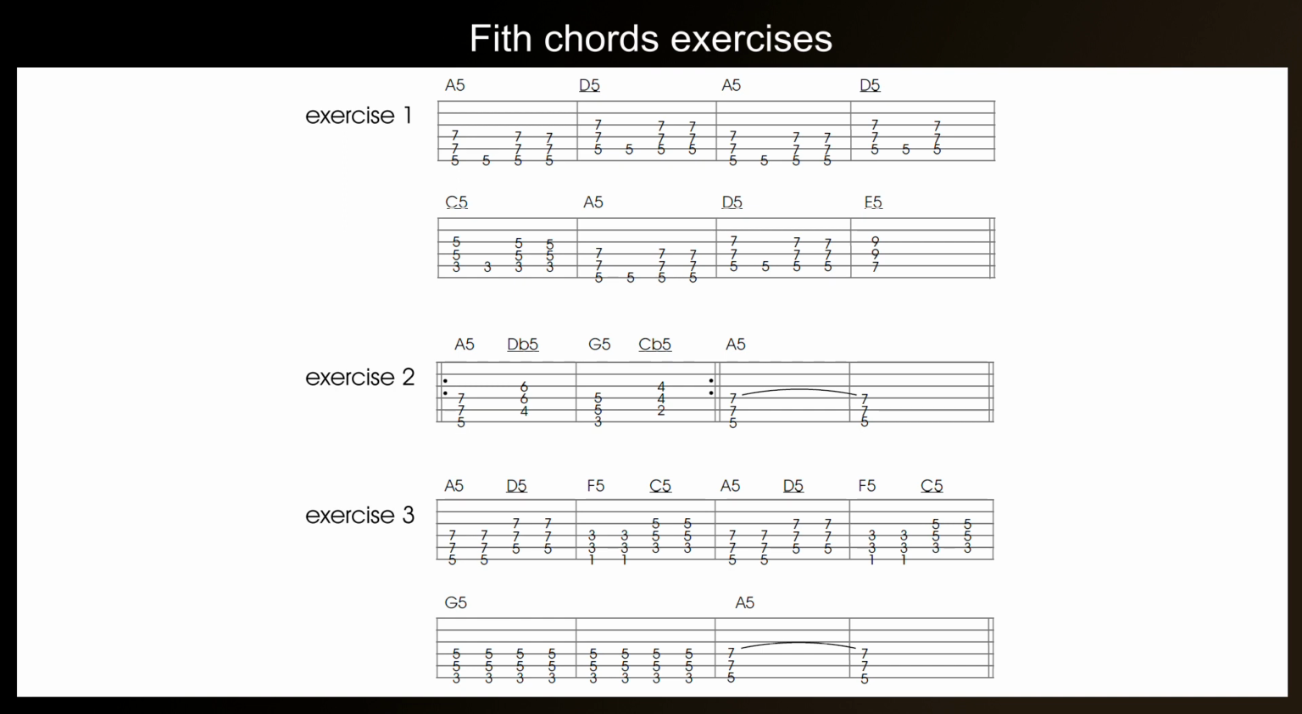In the following exercises, you'll notice that some of the chords are underlined. These chords are second position or A-rooted bar chords, but you should be able to see that from the tablature.